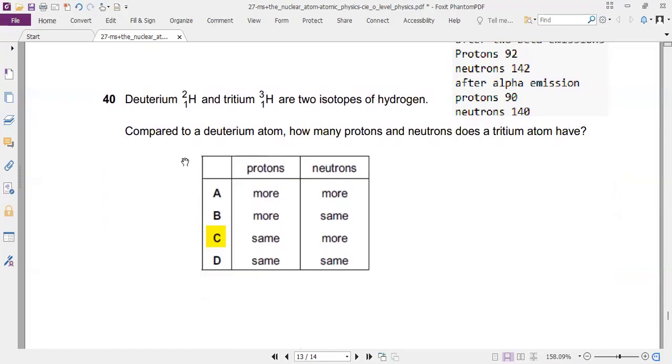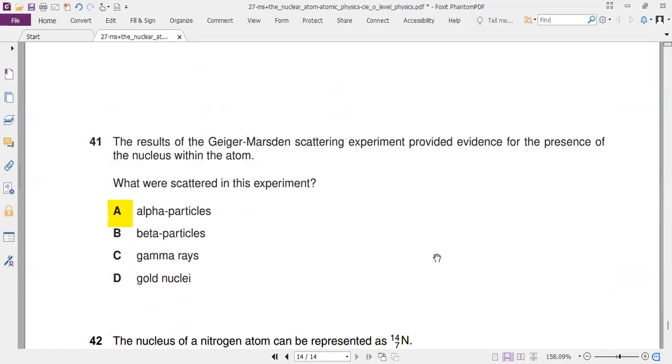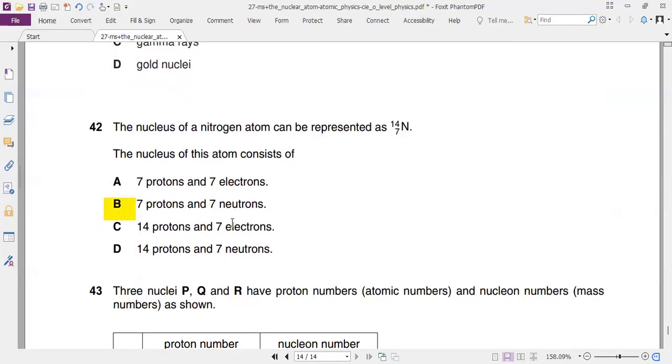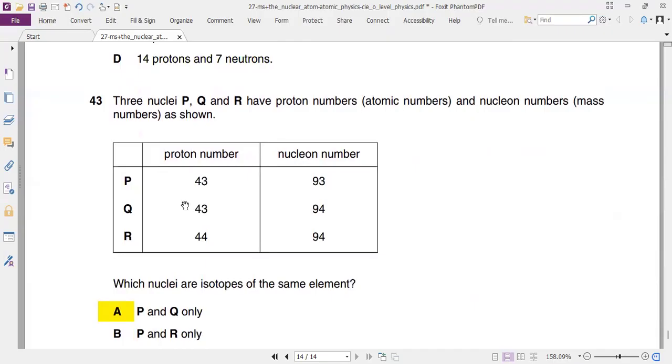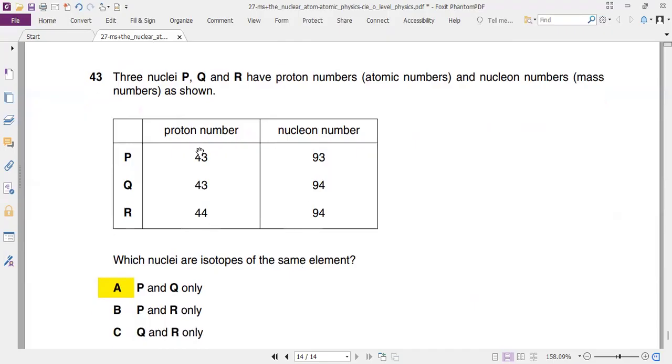Deuterium and tritium, two isotopes. They have the same protons, as you can see at the bottom, and they have different neutrons: 2 minus 1, 1 neutron; 3 minus 1, 2 neutrons. Number 41, presence of nucleus. What were scattered? Alpha particles. Nitrogen has 7 protons and 7 neutrons. P, Q, R have the same proton number, as shown here. We can see that P and Q have the same proton numbers, so they are the isotopes.